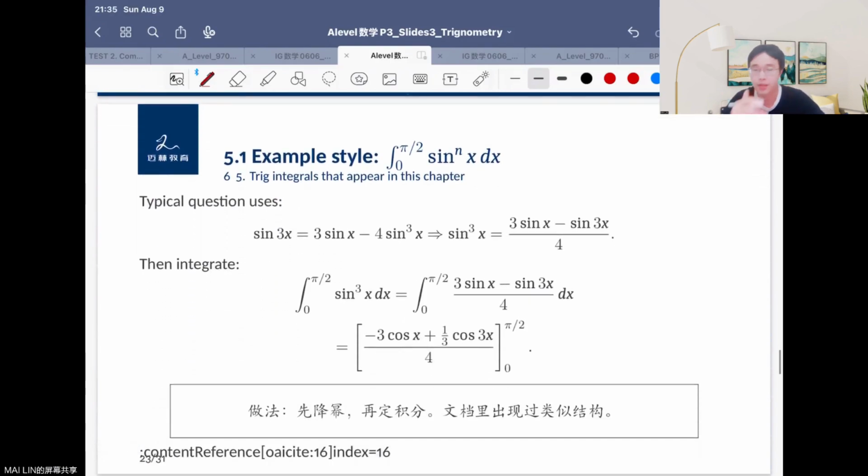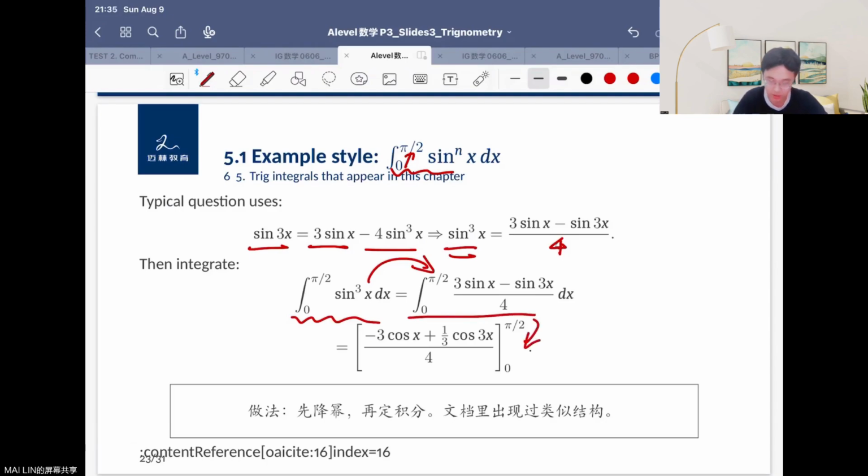Here we have the typical exam type problems, like the integration of sine x to the power of n from 0 to pi over 2. As before, sine 3x can be written as 3 sine x minus 4 sine cubed x. Then we can write sine cubed x equals 3 sine x minus sine 3x over 4. For this integration, you can use that second method and write it down into this form.